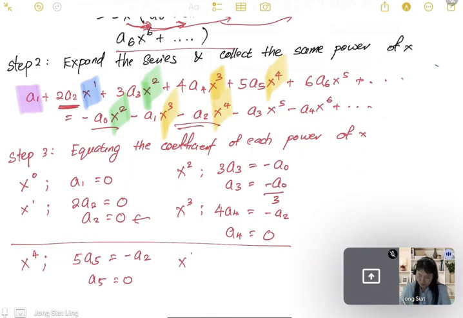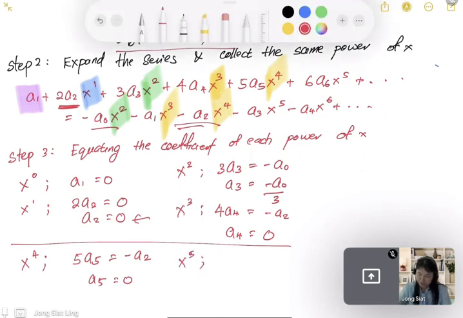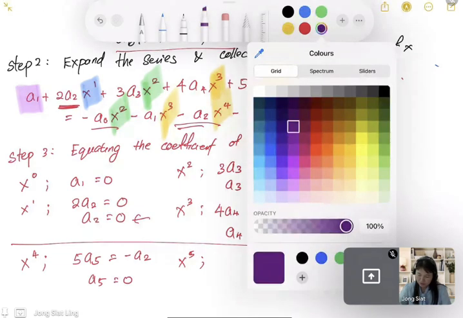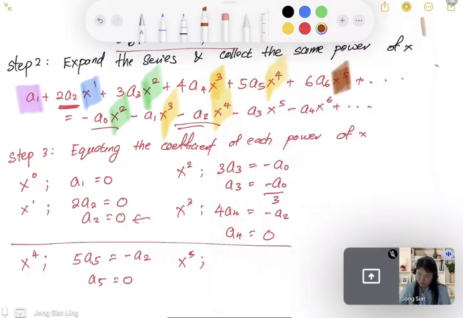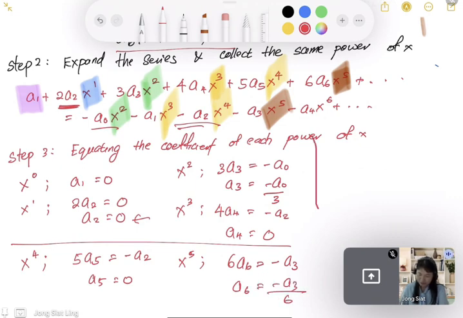Then I want to find x power of 5. X power of 5, this one, and this one. Now, let's write down the x power of 5. Left hand side I got 6a6, right hand side I got negative a3. So what is the value of a3? We finish up the a6 first. a6 is negative a3 divided by 6.